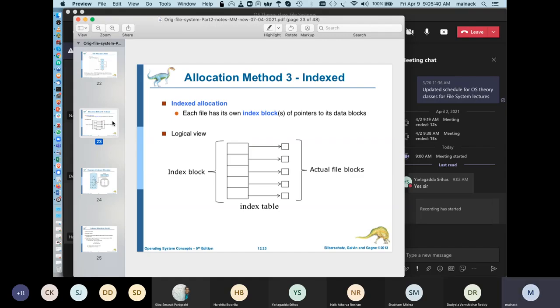The ith entry in the index block, like any entry in this index block, points to the ith physical block of the file. That actually means if you want to access the 75th byte of a file, essentially you can just traverse this index block and access the actual file block.